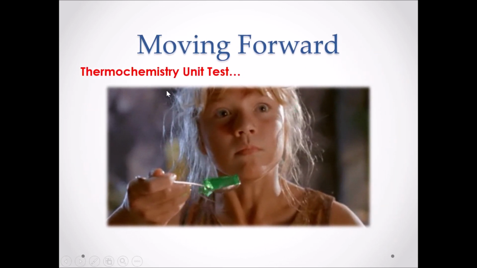Moving forward, we have the thermochemistry unit test.